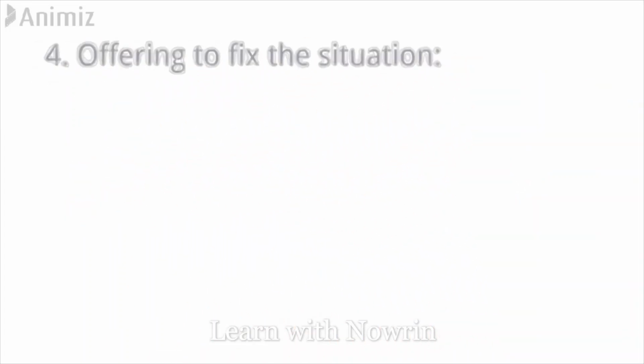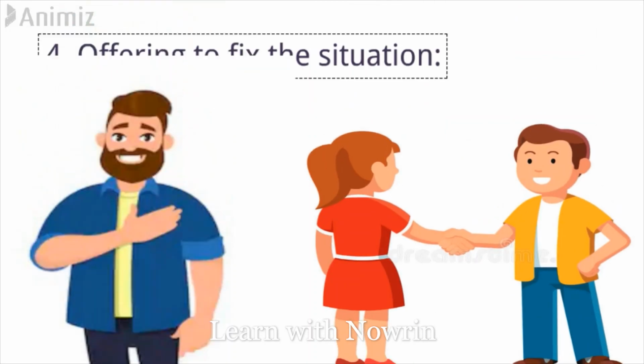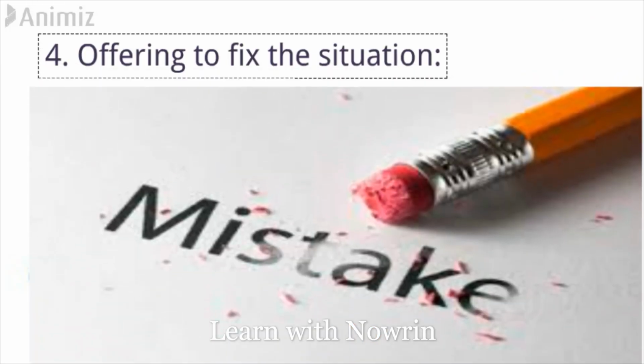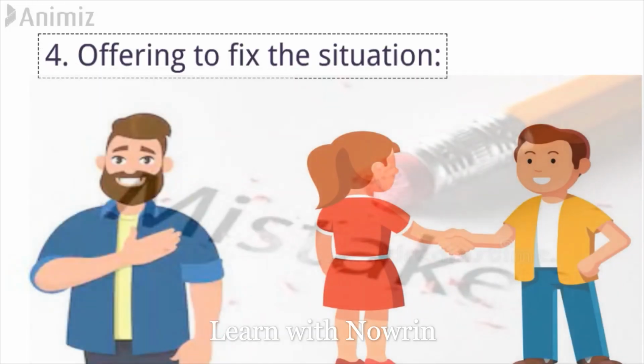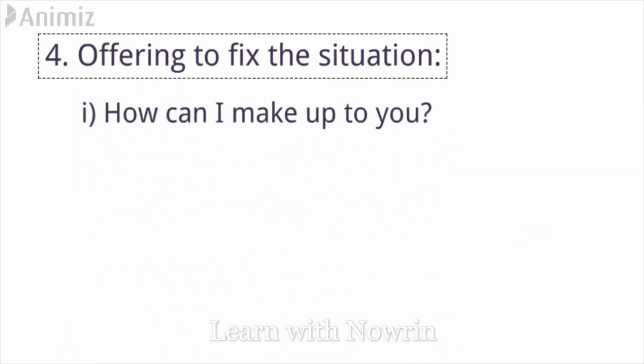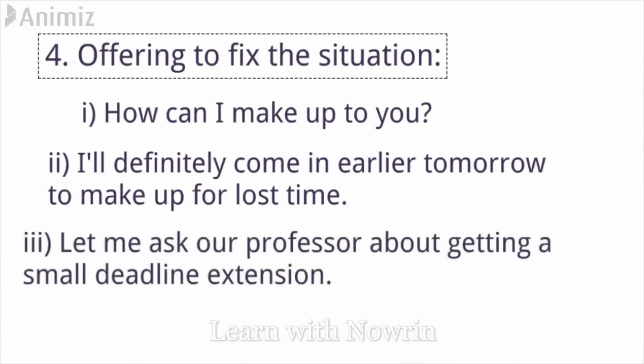Number 4 is offering to fix the situation. That means, if the situation demands, you may offer to fix the mistake or fix the situation that has happened by your mistake. You can say some phrases like, how can I make it up to you? I'll definitely come in earlier tomorrow to make up for the lost time. Let me ask our professor about getting a small deadline extension.